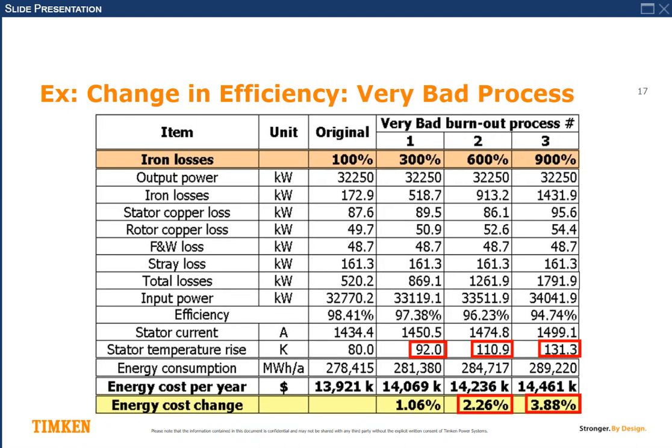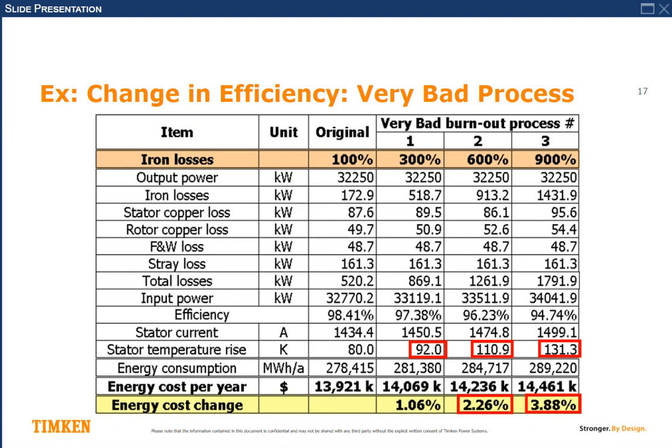Now let's look at the worst case scenario. It's a very bad rewind. And okay, this is bad. This is really a bad situation. We would never send a machine like this into the field. We can see losses increased from 170 kilowatts to 1.4 megawatts. Yeah, that's a lot. But I wanted to show you, even with the increase from 100% to 900%, we'll see stator copper losses increase significantly, rotor copper losses increase, my total losses increase dramatically. My efficiency dropped by almost 4 percentage points.